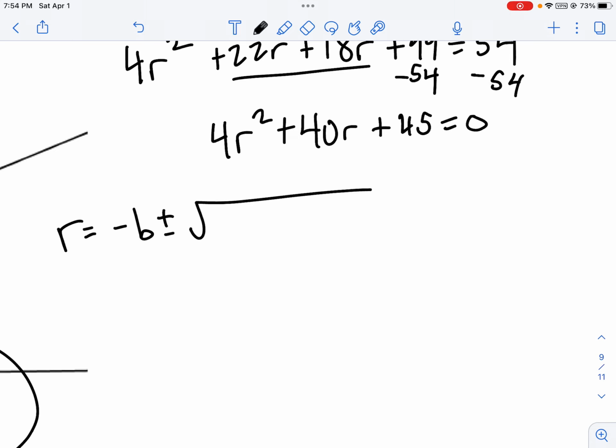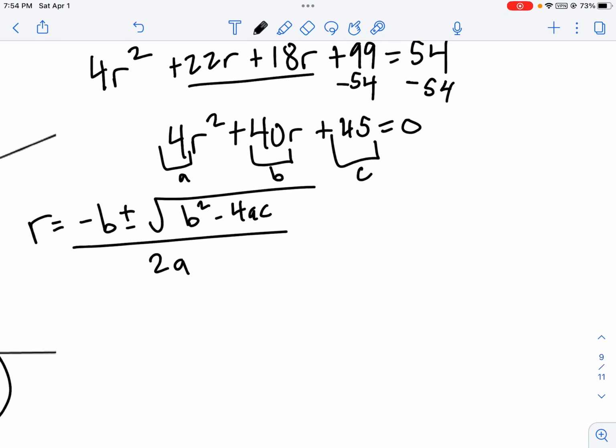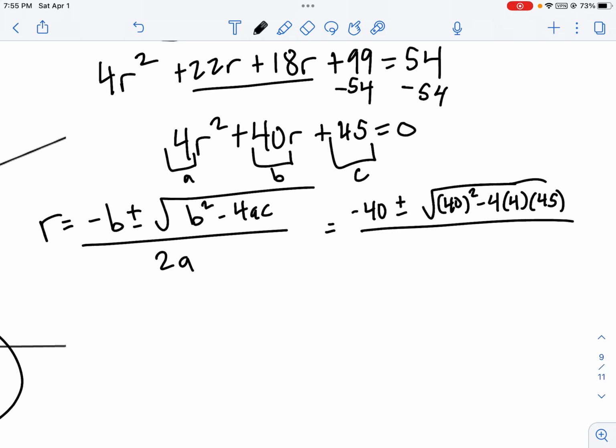So r equals negative b plus or minus the square root of b squared minus 4ac, all over 2a. Remember, a is your coefficient out front, b is your coefficient in the middle, and c is your coefficient at the end, if you're in standard form. Then it's just a matter of filling in the numbers. We have negative 40 plus or minus the square root of 40 squared minus 4 times our a, which is 4, times our c, which is 45, all over 2 times a, which is 4.